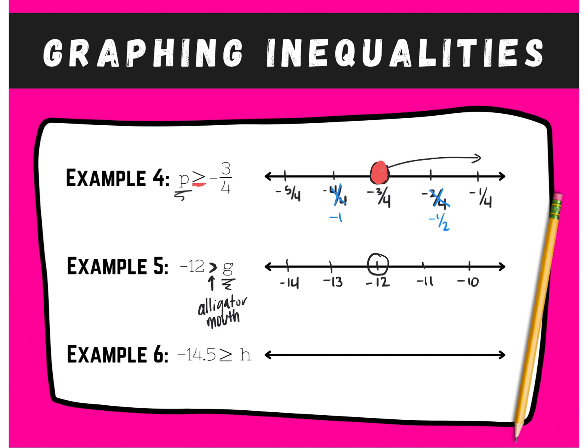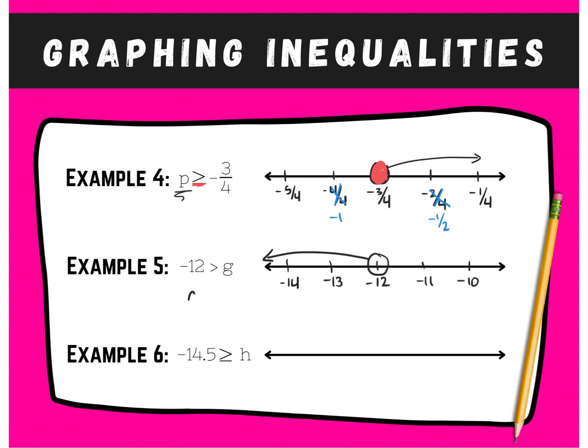Now, we said that since the alligator mouth is eating the -12, that means that G represents numbers that are less than -12, so I want my arrow to point to the left. Now, some people find it really helpful to rewrite an inequality if the letter is not placed first. You can do that, but some things you should be careful about are if you're going to move things around, you really have to be cautious about how you do it.